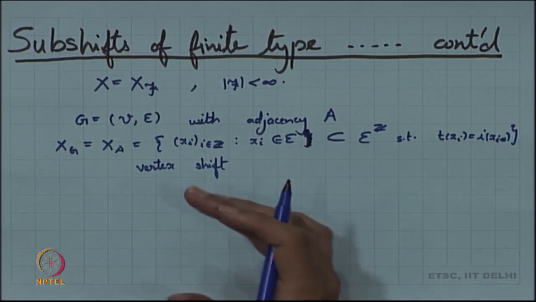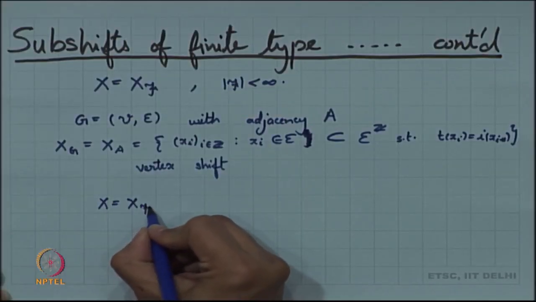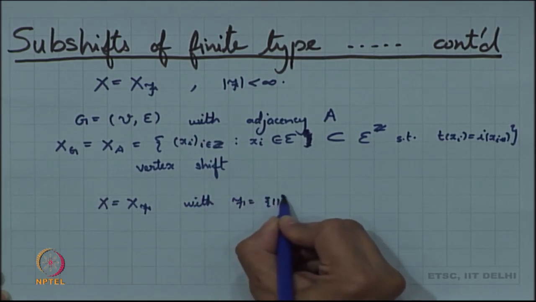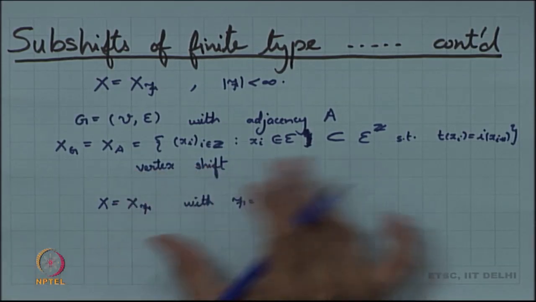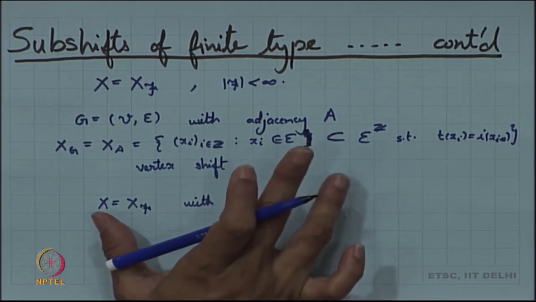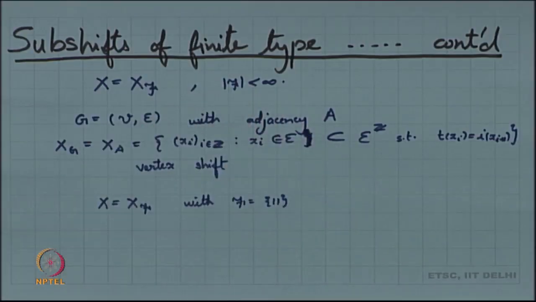And we had seen that every vertex shift is a subshift of finite type, and also that not every subshift of finite type can be represented as a vertex shift. So, we had considered this example: you take X equal to X_F, with F being just the block 11, then we could not represent this in terms of a vertex shift. But we are interested in representing every subshift of finite type. Supposing we are interested in representing every subshift of finite type as a vertex shift, what can be done for such particular cases?